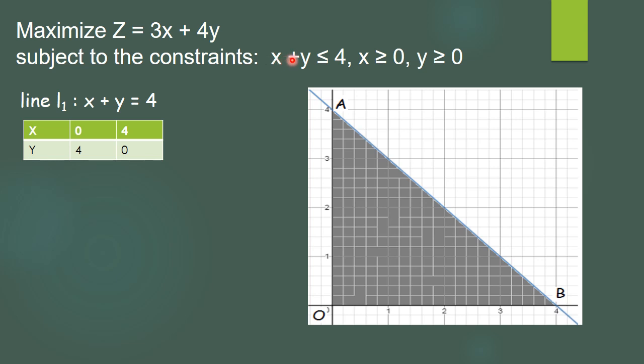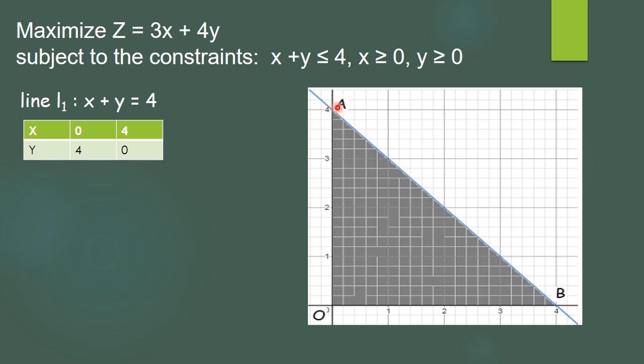What answer will we get? 0. And 0 is always less than 4. So the bounded region is towards the origin. This is the bounded region, which I have colored so that you can see it. Now this is the feasible region, because there were only three constraints, 1, 2 and 3. This was the first line, this is the second line, and this is the third line. The region bounded by all these three lines is called the feasible region.